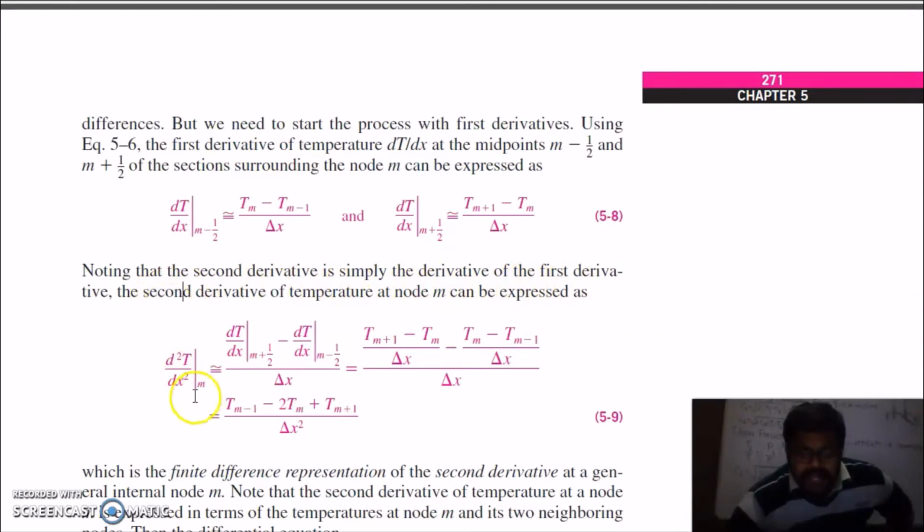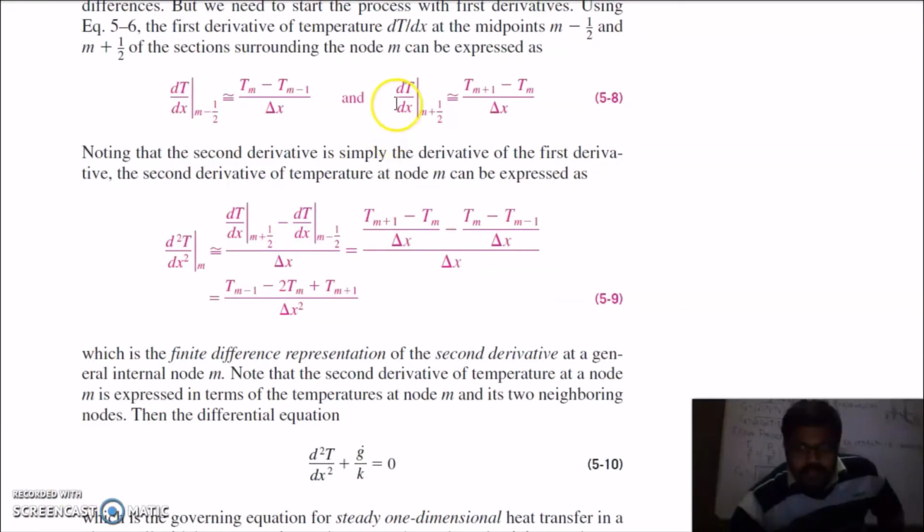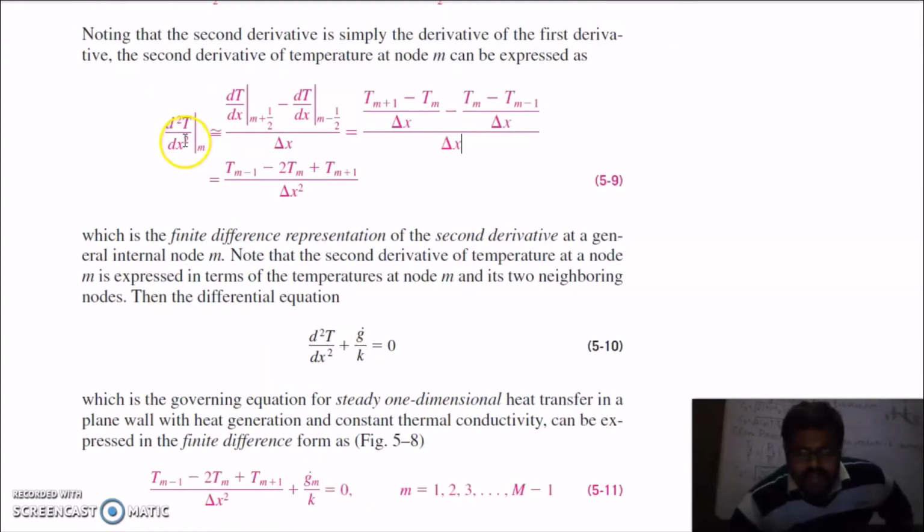But we need the second derivative, and the second derivative is simply the derivative of the first derivative. So in case of the second derivative at this point m, it can be expressed as this term minus this term divided by del x, and it will come to (T_{m-1} minus 2T_m plus T_{m+1}) divided by del x squared. So this is the finite difference representation of the second derivative. You can replace this value in this equation.